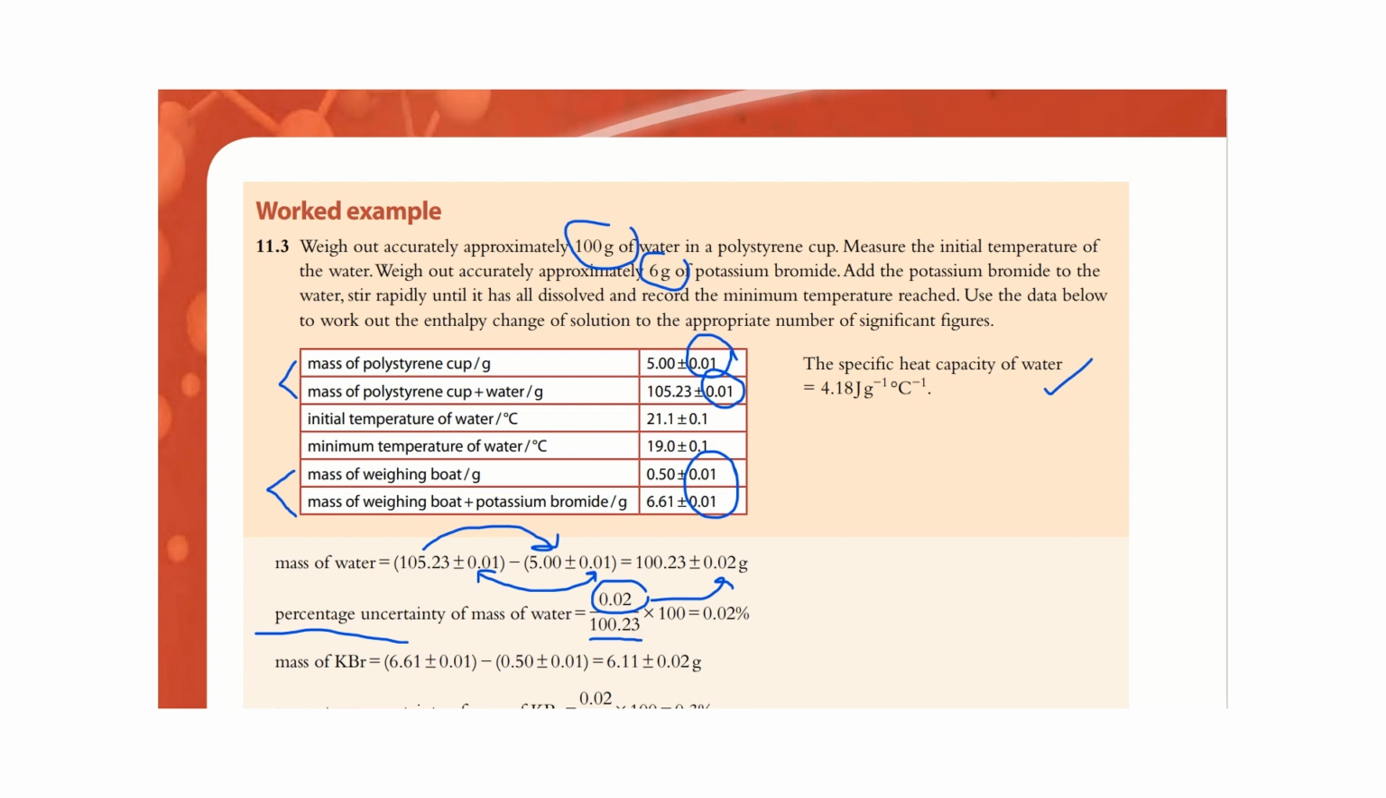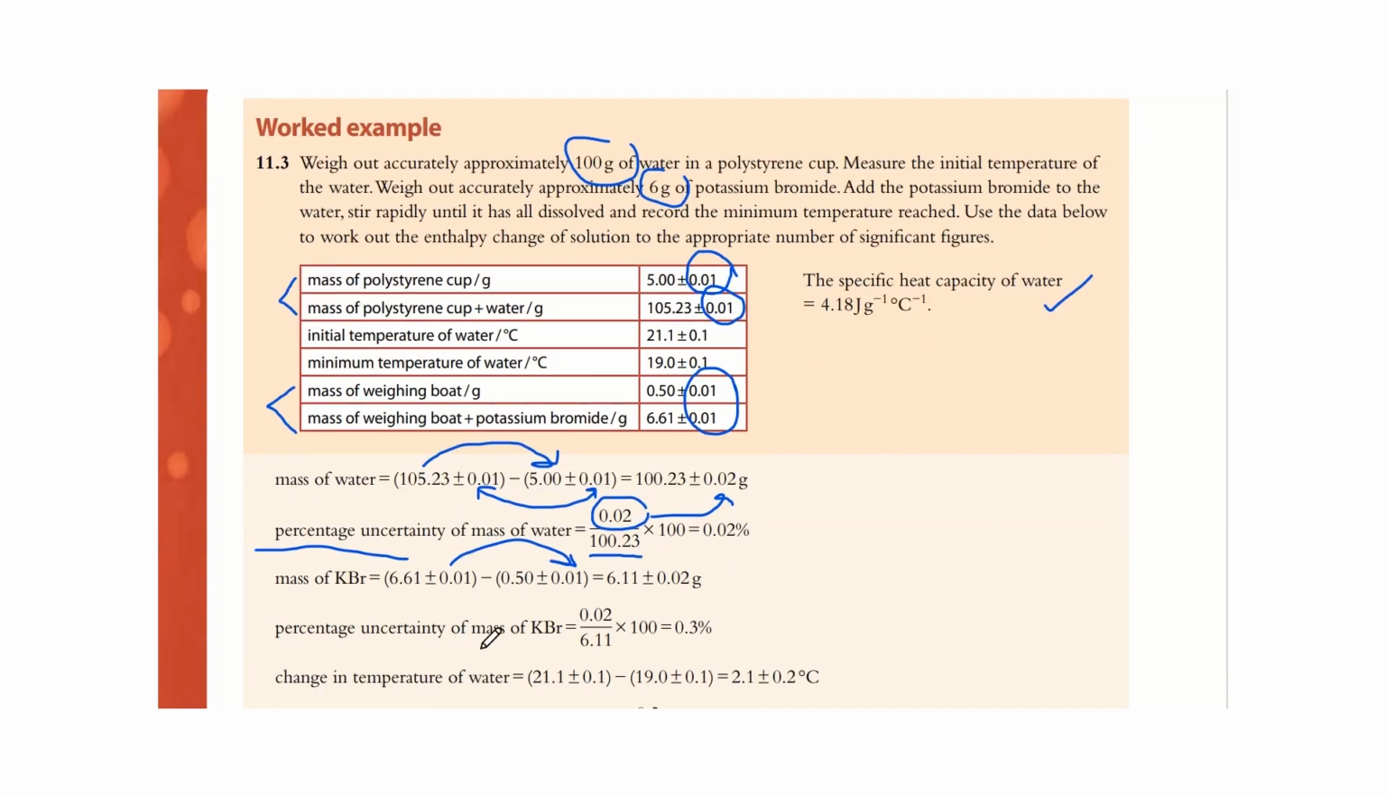The other thing that you can do from these calculations is to work out the mass of KBr. Because once you calculate the mass of the KBr, you can find the number of moles of KBr. And by that, you can find the enthalpy change of the solution. So you do exactly the same thing. You've got the mass with the potassium bromide of the weighing boat, and you subtract from it the mass of the empty weighing boat. So when you subtract them, you get 6.11. And because you use the same balance twice, you add the two uncertainties together, and again, you get plus or minus 0.02 grams. So again, the percentage uncertainty of the mass of KBr is this value divided by this value times 100%.